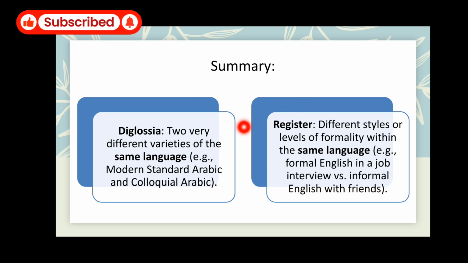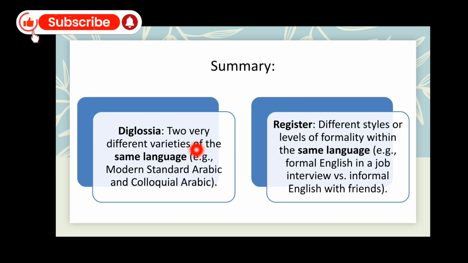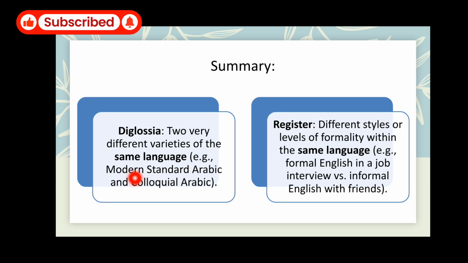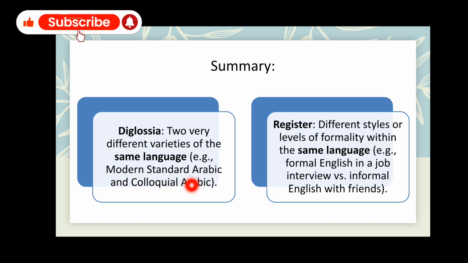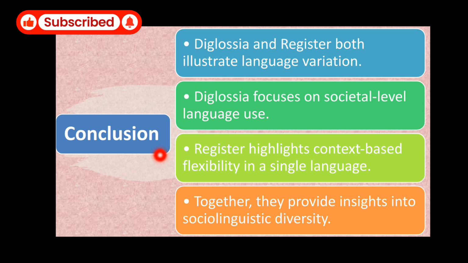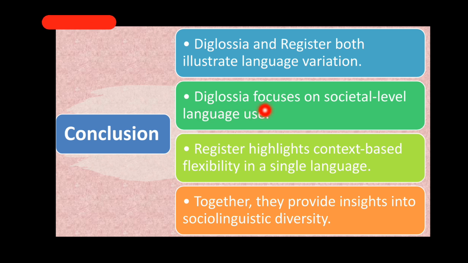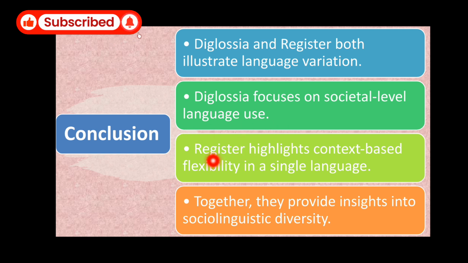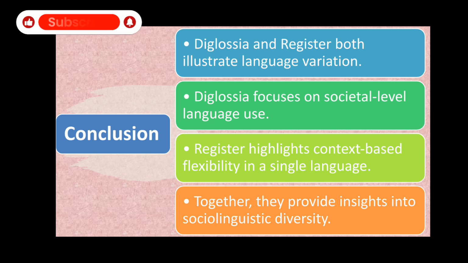We can summarize the lecture by saying that diglossia means two very different varieties of the same language, for example, modern standard Arabic and colloquial Arabic. Register means different styles or levels of formality within the same language, for example, formal English in a job interview or informal English with friends. We can conclude that diglossia and register both illustrate language variation. Diglossia focuses on societal level language use. Register highlights context-based flexibility in a single language. So together they provide insight into sociolinguistic diversity.